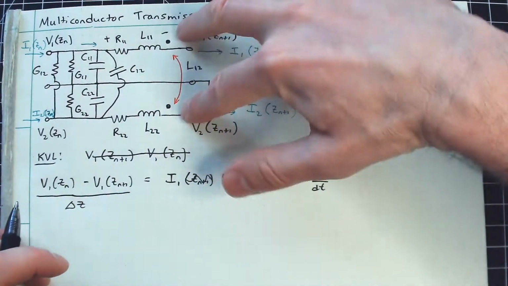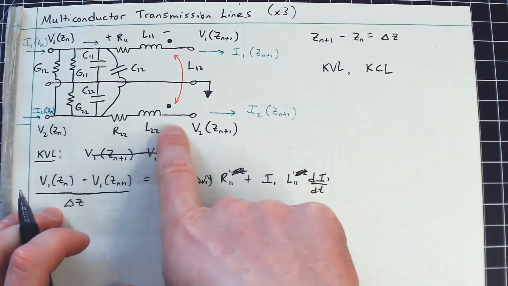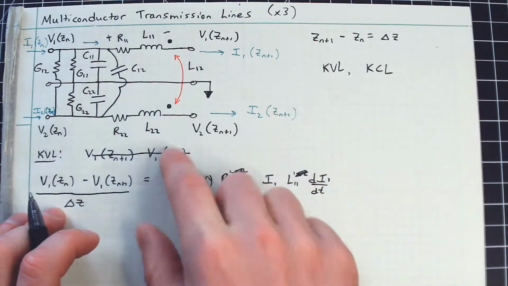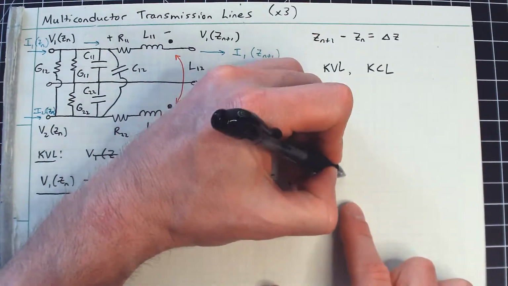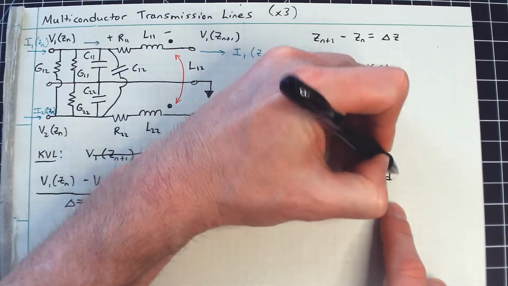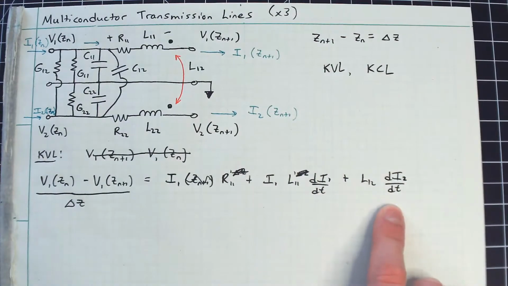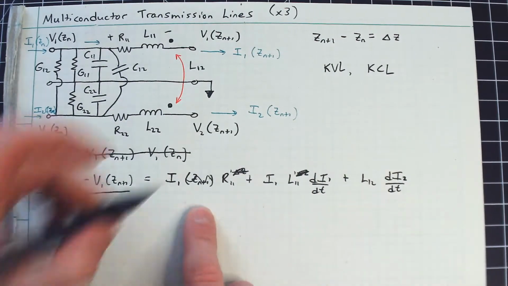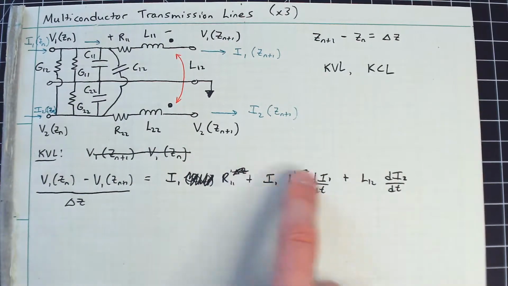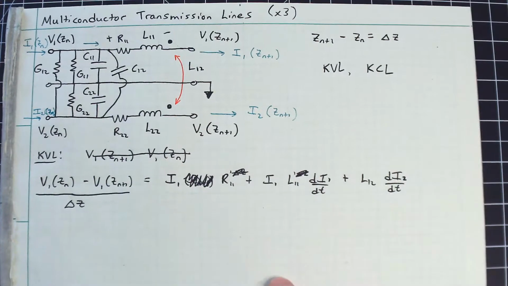And then finally, we also have to account for the fact that there's a mutual inductance here. So what that means is a current over here is going to also induce a voltage over here on this inductor, like a transformer. So I'm going to write plus L12 times di2/dt like that. Sorry, it's a little messy. The delta z's have been divided out here. So this is pretty straightforward.